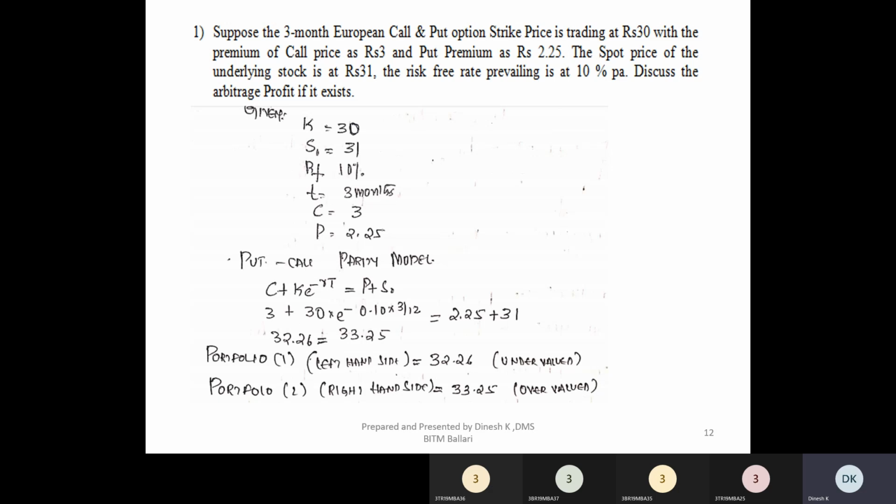Nowhere it has been discussed that you are supposed to use put call parity. Sometimes they may mention you use put call parity, or they may not mention it. What they say is just apply the arbitrage process, right? When you say arbitrage process, you need to understand that you are supposed to use the put call parity equation here, right? So put call parity model is a standard formula you have here.